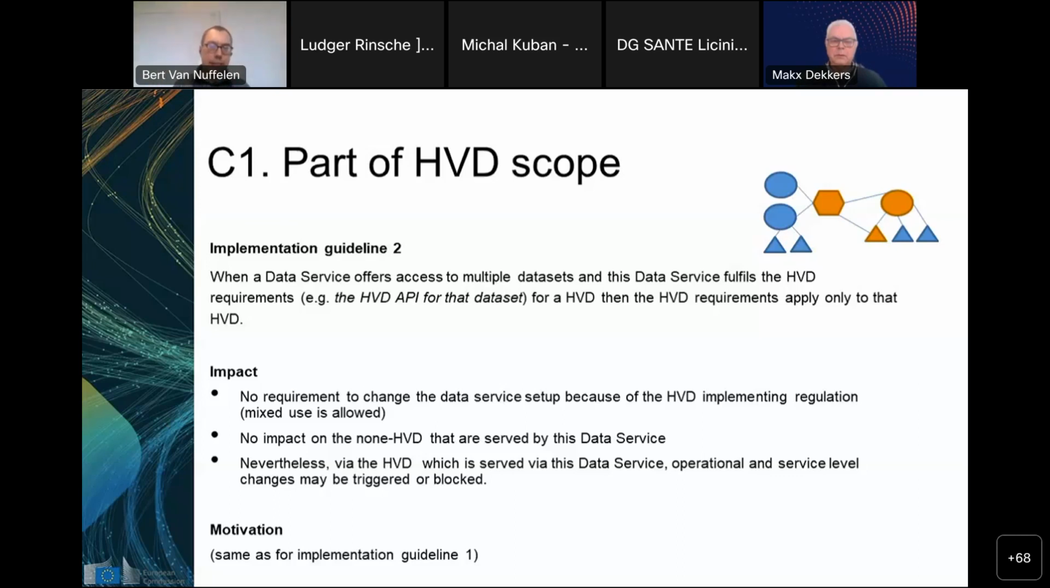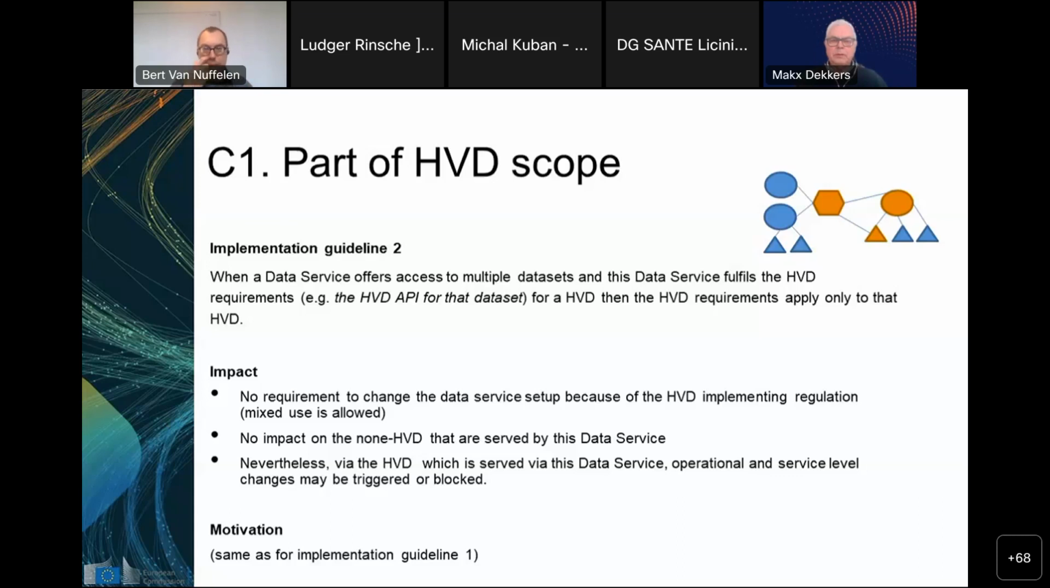And again, here, there's no enforcement that all of the data sets that are exposed to this API are high value data sets. So we leave it open, it's free. So we allow mixed exposure on that. And so, as a side effect as well, there's no direct impact on the non-high value data sets that are served by this API.